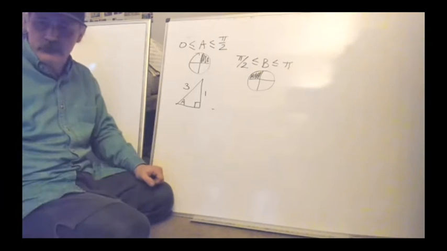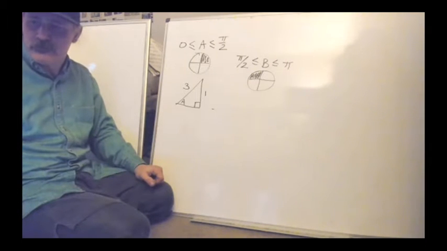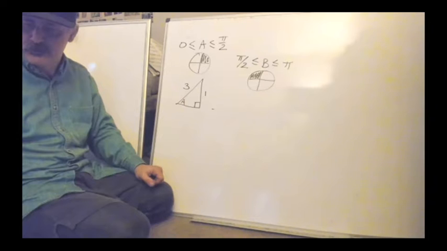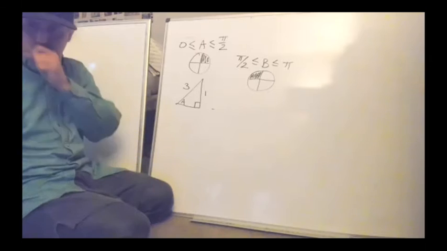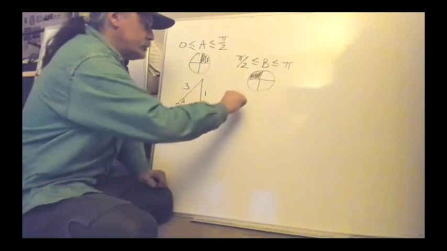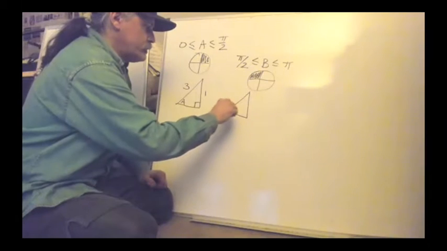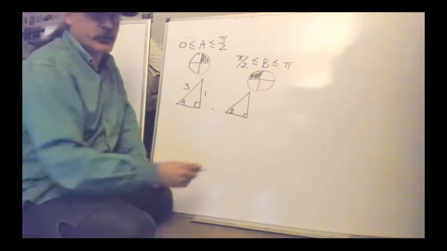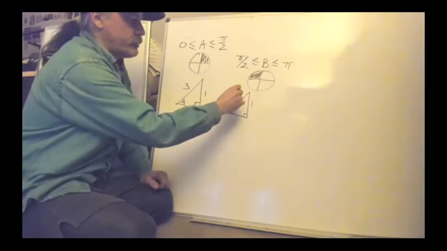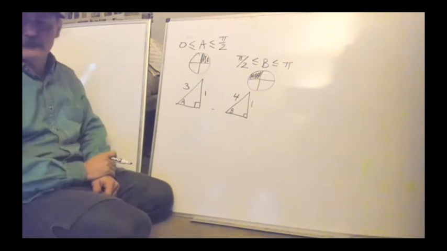Now the second part, angle B, not alpha B. They told us that the ratio was 1/4. So again, I'm going to use a triangle to model this problem. So here's the triangle based upon the angle B. The sine is 1/4, so opposite over hypotenuse is 1/4.